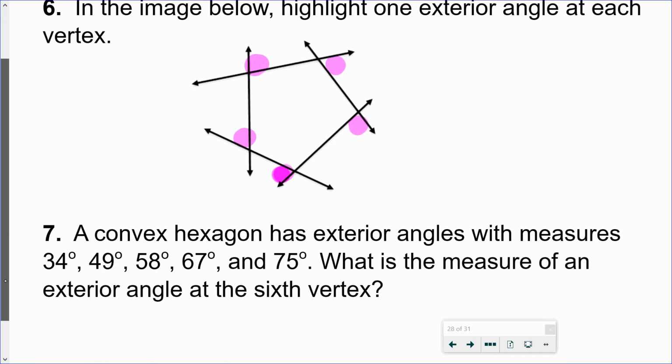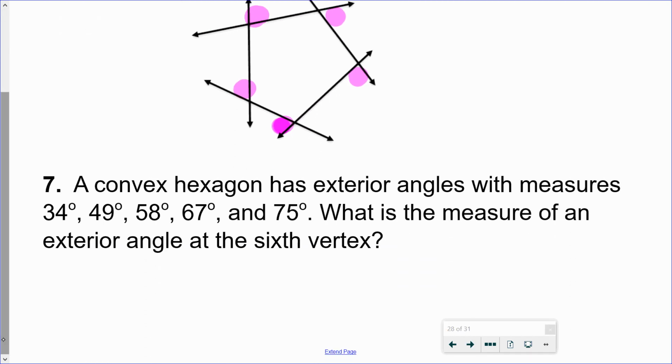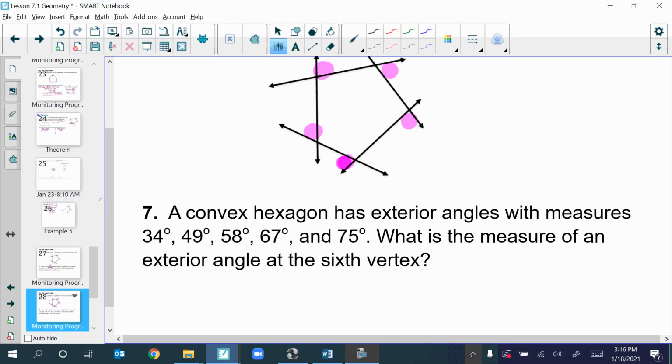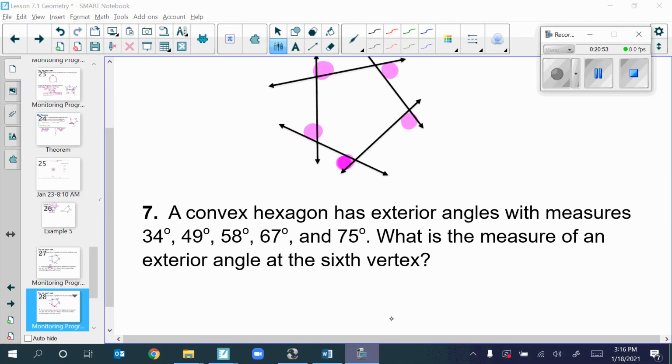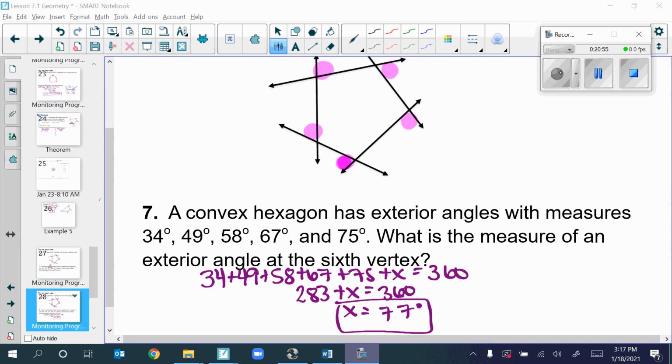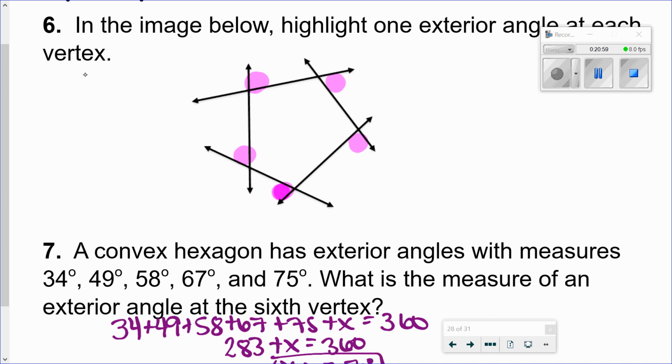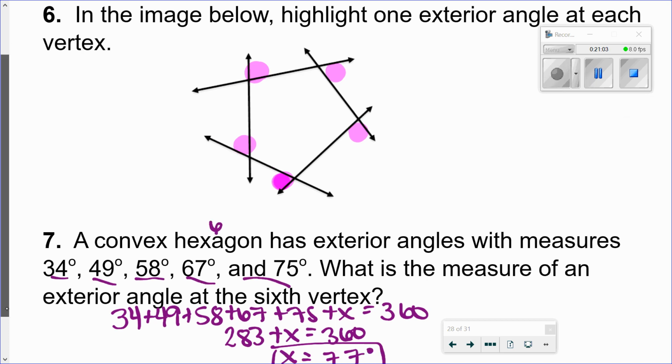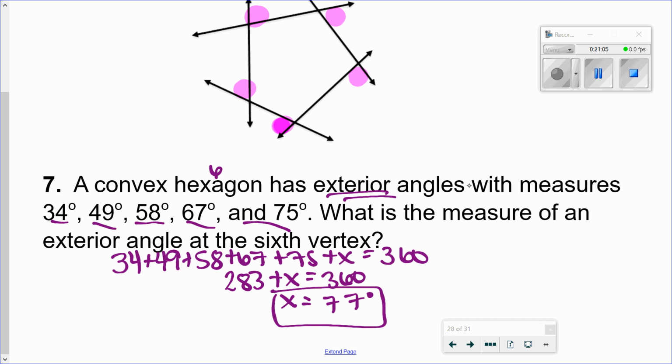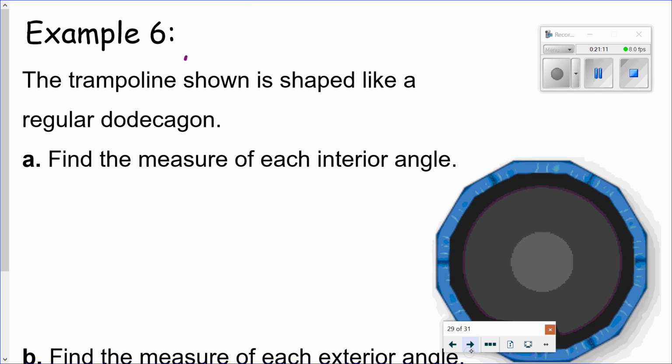Okay, here are your answers. Oops, I forgot to do the last one. Sorry about that, everybody. Here is the answer to that last one. So once again, there are only 5 angles given and we need 6. And we're talking about exterior angles. So instantly you should remember that this is 360. And this is what I get, 77 degrees.